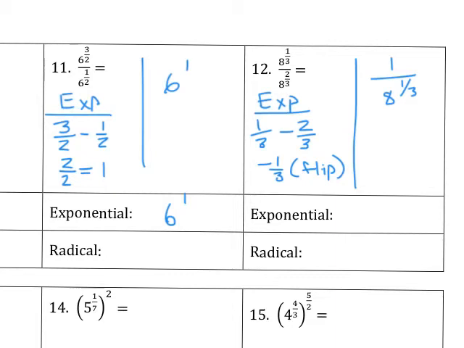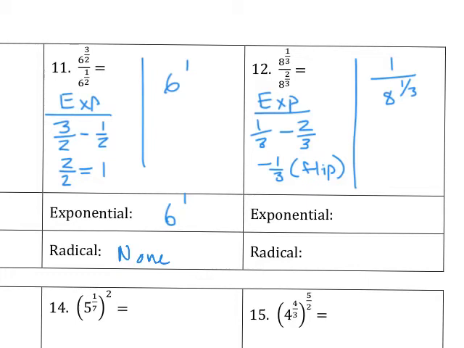Okay, you can go ahead and check your exponents work up on the board. So for 11, 3 halves minus 1 half is 2 halves or just 1. So my exponent's just 1. So it's 6 to the first power, which I can leave in for exponential form. So what would my radical form be for this one? There's not one, right? If there's not a fractional exponent, there is none. Or you could put no radical form, whatever you want to do.